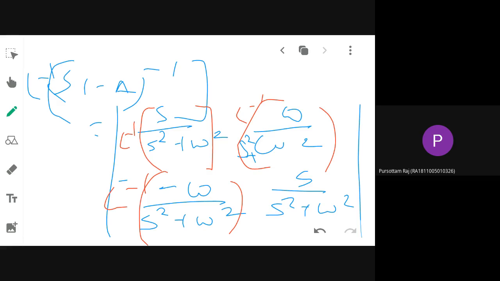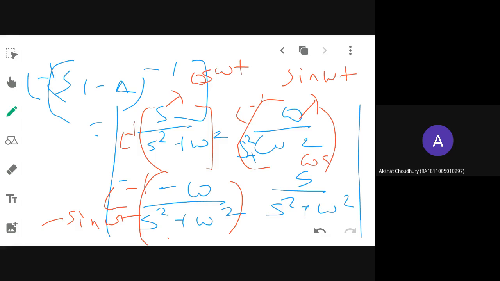So what will be the answer for the first term? You know the simple formula, no? S divided by S squared plus omega squared, for this it will be cos omega t. For this one, omega divided by S squared plus omega squared, it will be sin omega t. This one will be the same, minus sin omega t. This will be cos omega t. Okay, so this is the final answer that you will be getting.